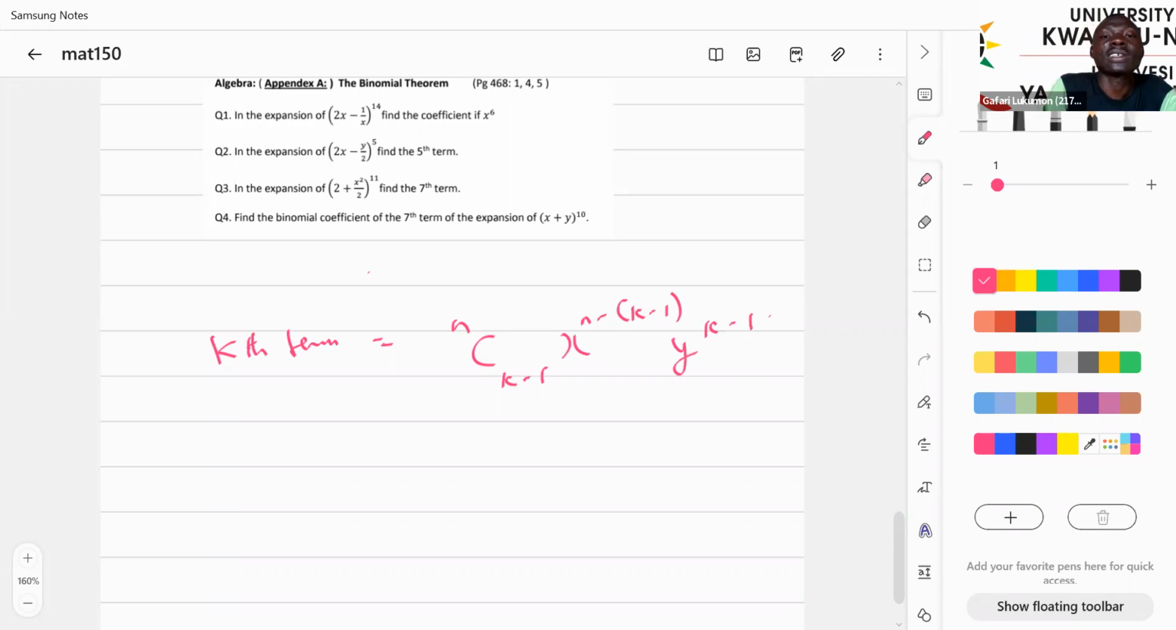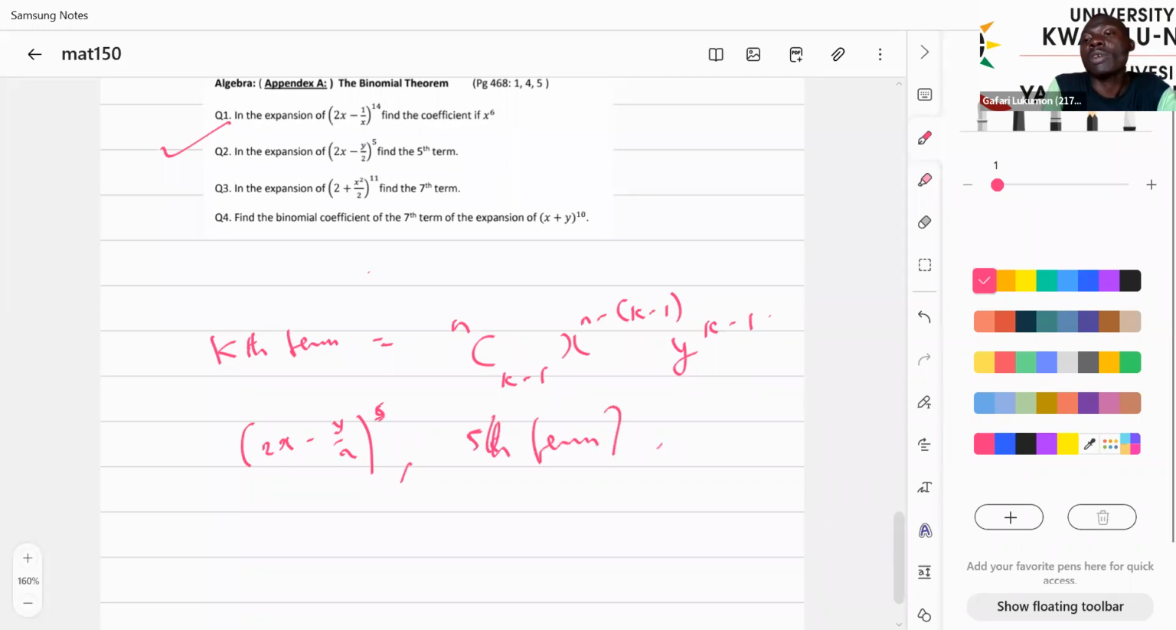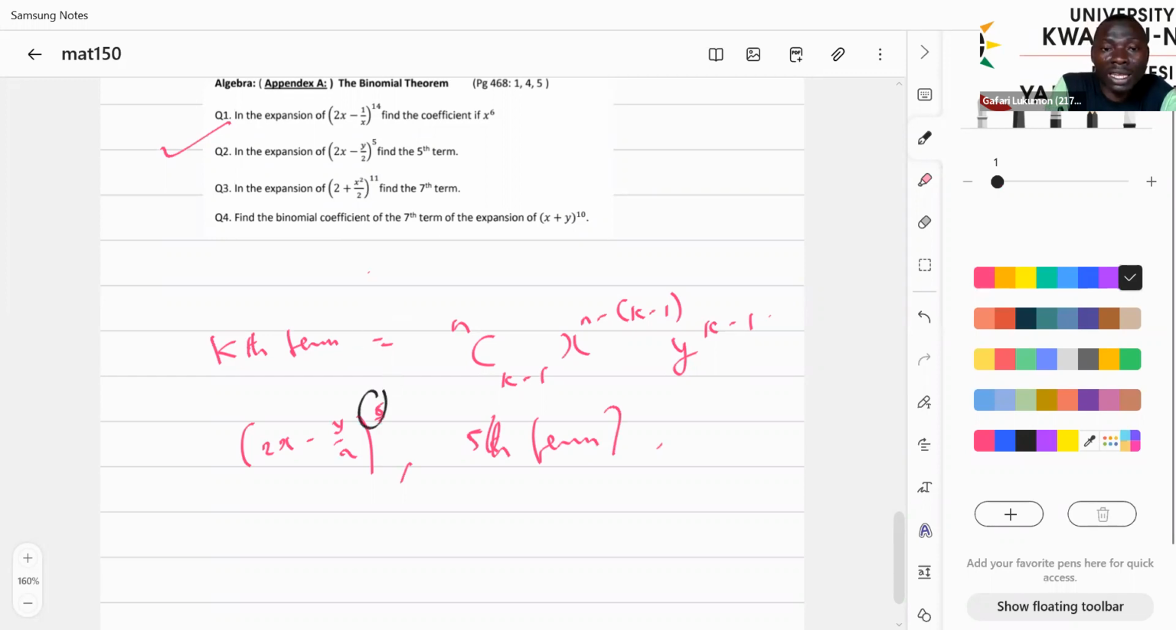So in essence, look at the second example here, where you are asked to find, you have 2s minus y over 2, everything raised to 5. Then we are asked to find the fifth term. Before I continue, this is your n. Your n is equal to 5. I hope you understand now. And your k, that is the number of the term, is 5 as well.